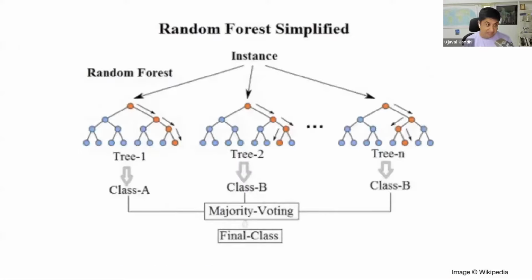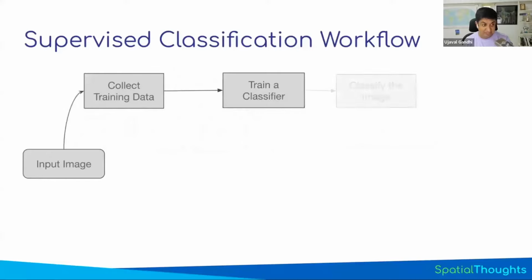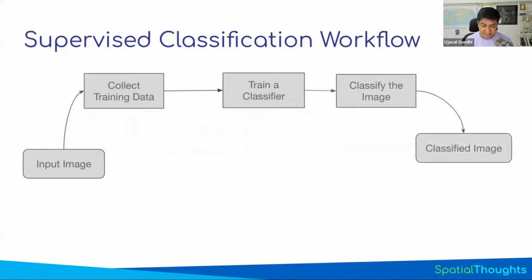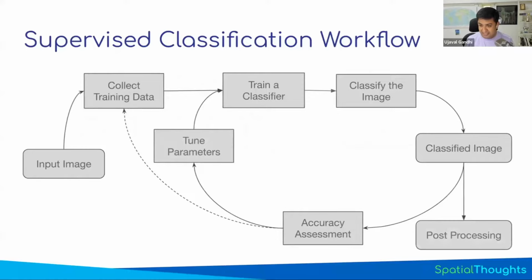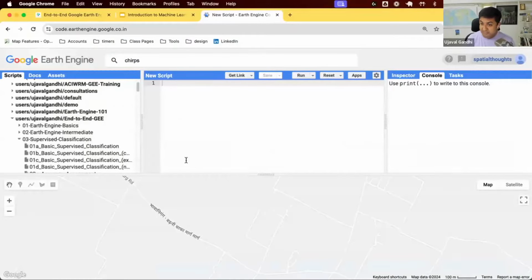And that's what we'll do. We'll build a model that will take our input image, we'll train a classifier. In this case, we'll start with a random forest classifier, classify the image, we'll do the accuracy assessment, we'll tune parameters, we'll process our input data, and then we'll post-process the data. So let's go and implement all of this workflow in Earth Engine. Let's switch back to the code.